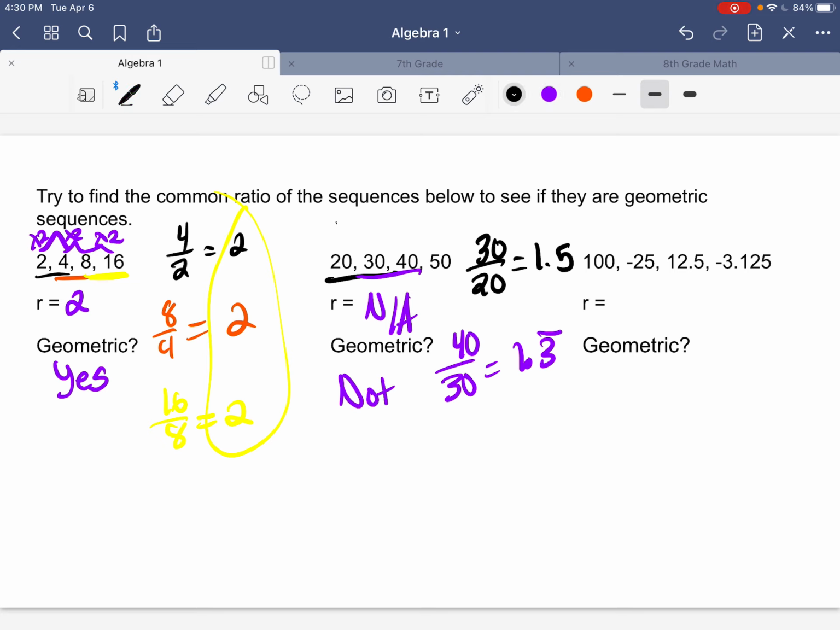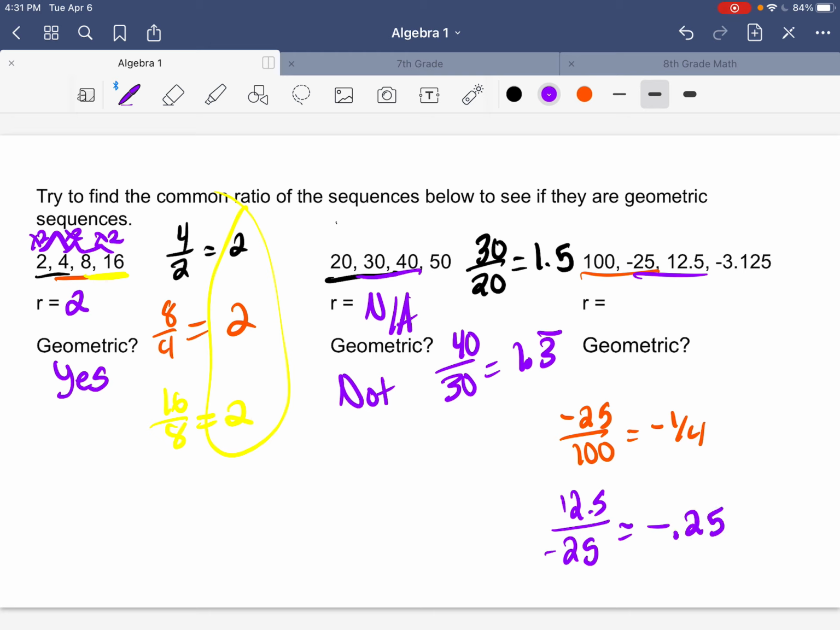Okay. Right on. This last set, if I'm moving too fast, slow the video down. Anyway, you're going to take negative 25 divided by 100, and you get negative 1/4. Then you're going to take 12.5 and divide it by negative 25. And again, you get negative 1/4. Oh, good, they're the same thing. And then the final one, we're going to do negative 3.125 divided by 12.5, and you're going to get that same number, negative 0.25. So yes, it is geometric.